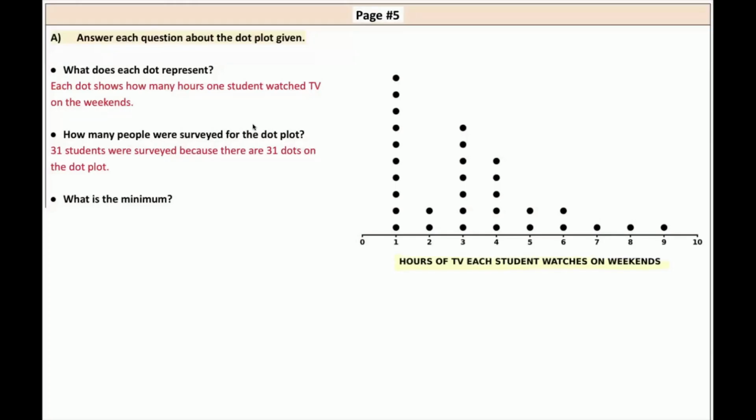Next question, what is the minimum? So if you said 0, that is not correct. And here's why. There are no dots above 0. The minimum is the smallest number that has data points. So the minimum is 1.